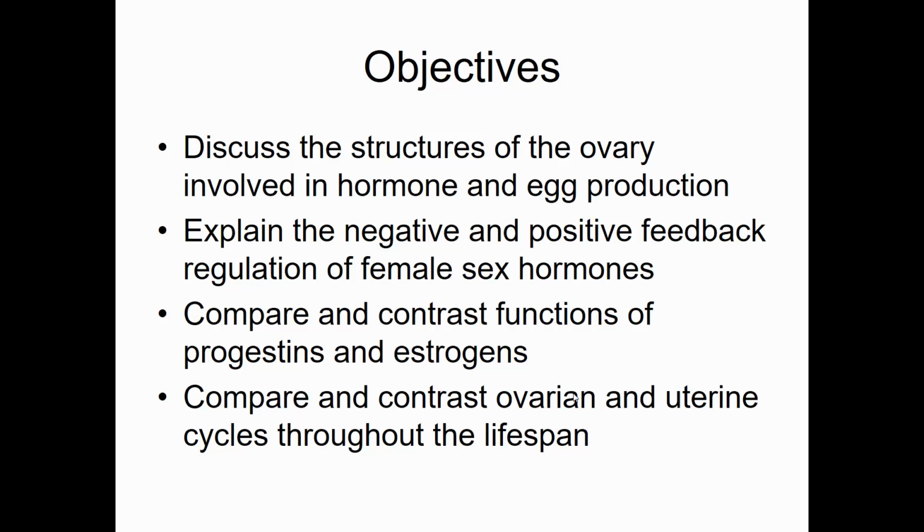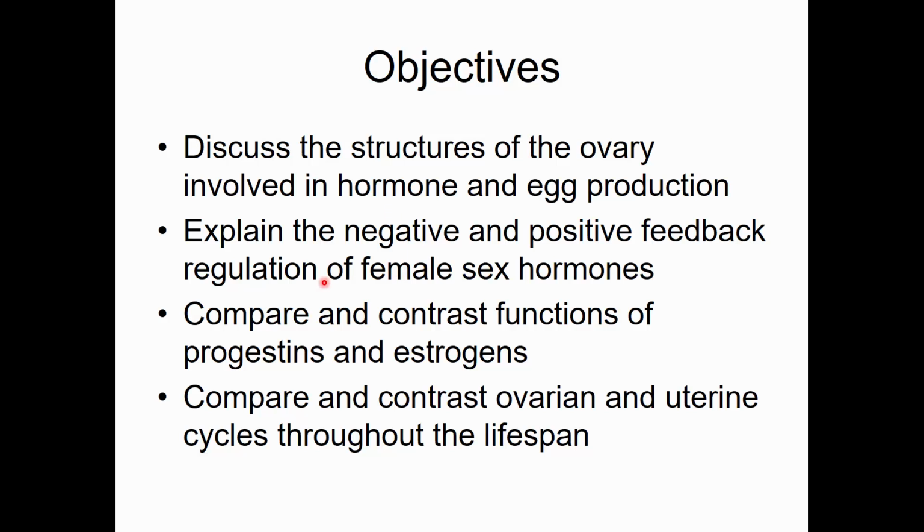Our learning objectives for this presentation are the following. We want to discuss the structures of the ovary, namely the follicle and then the corpus luteum, that are involved in hormone and egg production. And in order for the ovary to produce hormones, there has to be a regulation system. Sometimes the female cycle operates according to negative feedback, but in the middle of the cycle it converts to positive feedback and then converts back to negative feedback, and I'd like students to be able to explain that.